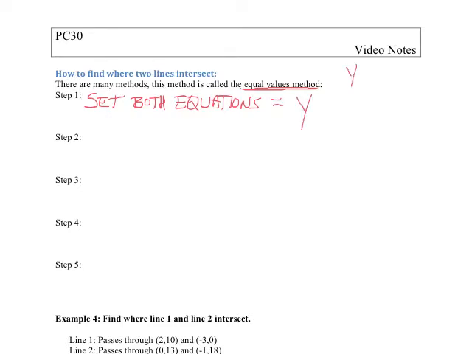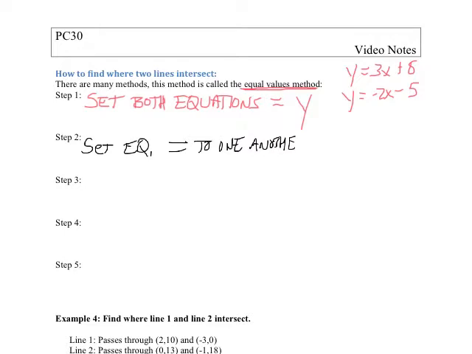In other words, you'll have one equation that's maybe y equals 3x plus 8, and the other equation is y equals negative 2x minus 5. In step 2, because both equations equal y, we can set them equal to each other. So we set the equations equal to one another. In our example here, what we'd say is 3x plus 8 is equal to negative 2x minus 5.